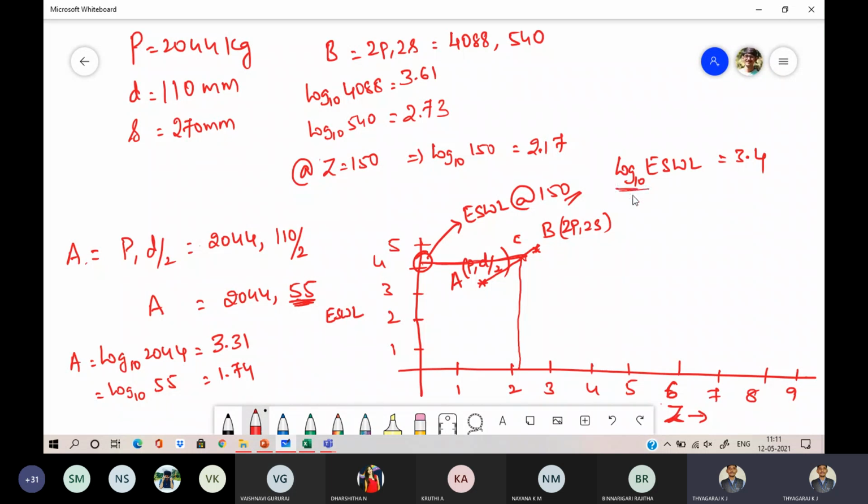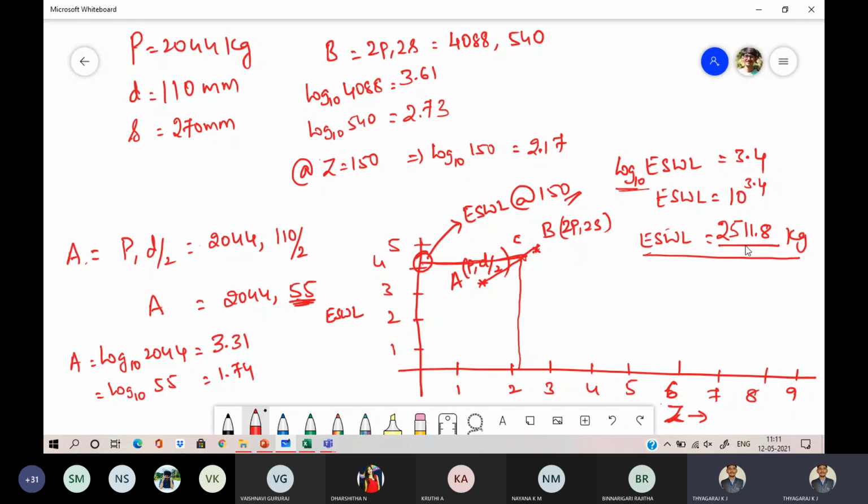Is it log values? Yes, sir. So ESWL is equal to 10 power 3.4. Calculate it, how much will you get? 2,511.88. You check with the formula.